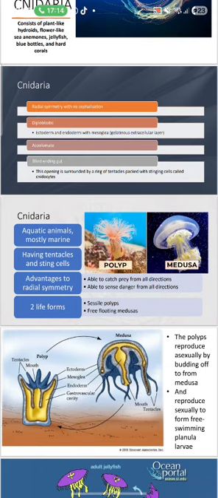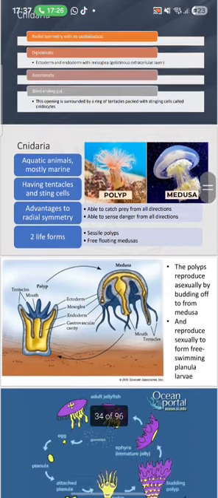Advantages of radial symmetry include being able to catch prey from all directions and being able to sense danger from all directions, and there are two life forms: sessile polyps and free-floating medusas.